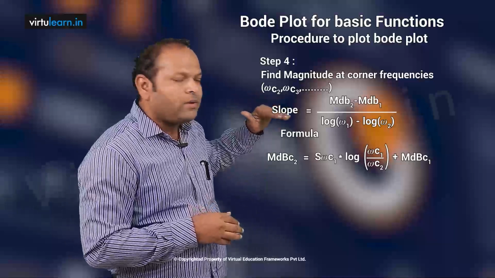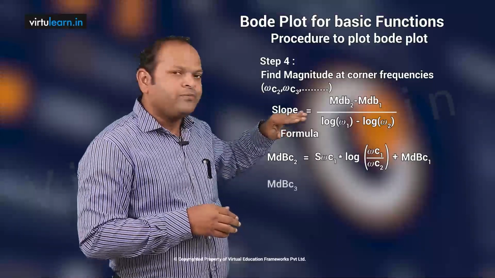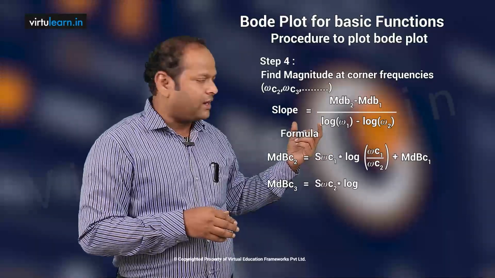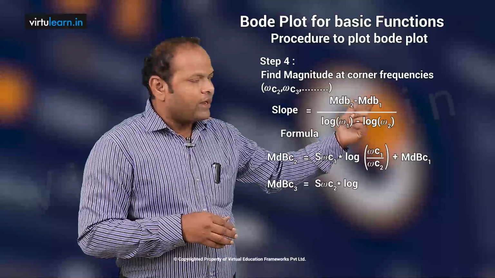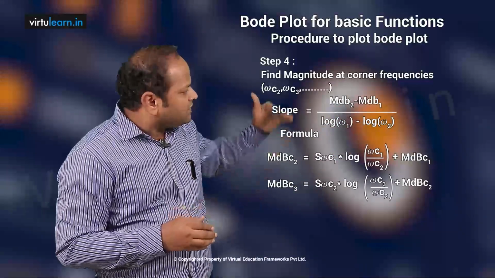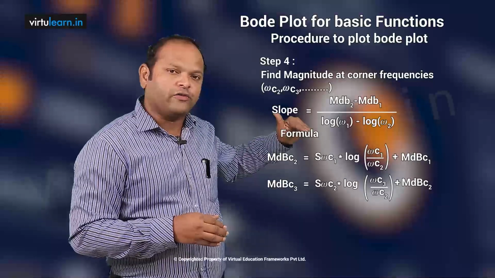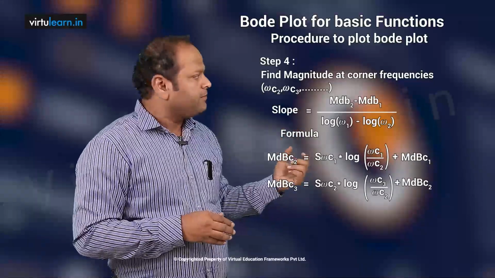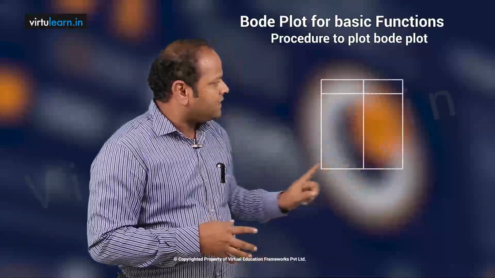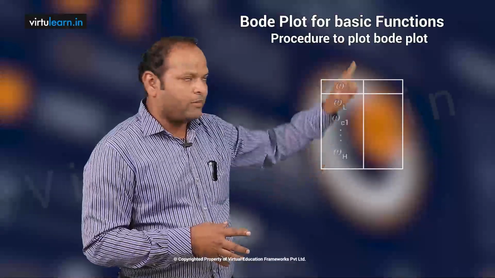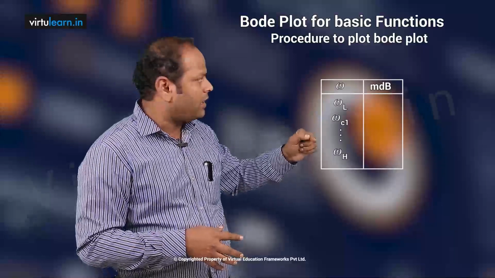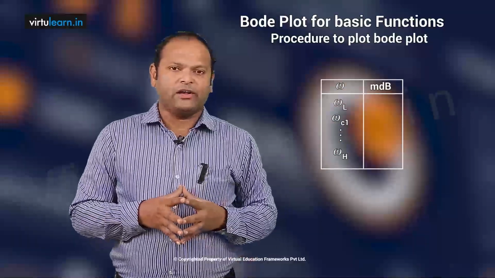Similarly, say we want to calculate MdB at omega C3. We look at S omega C2, the slope at omega C2, into log of omega C3 by omega C2, plus MdB omega C2. This way we can calculate for all the corner frequencies and also omega h. Then we can prepare a table. As I said, this table consists of omega values and MdB values, starting from omega L, omega C1, omega C2 and so on up to omega h, and the corresponding MdB values.